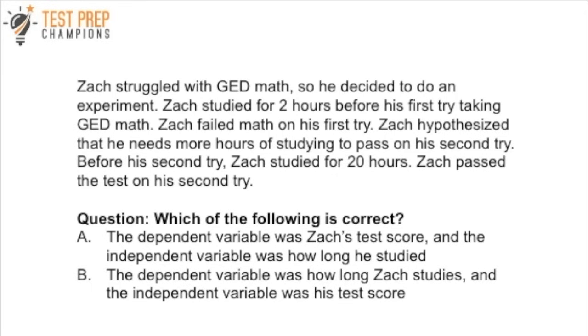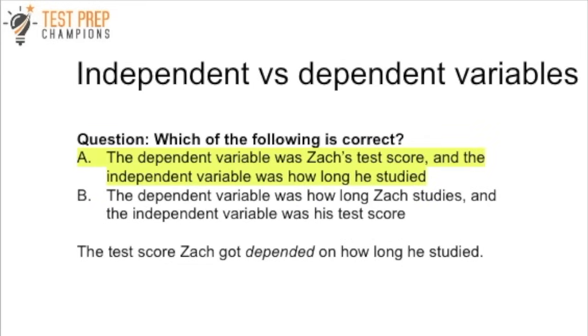So let's go over the answer here. The correct answer here is A. The dependent variable was Zach's test score, and the independent variable was how long he studied. Another way to think about this is, what are we changing? What is the cause and what's the effect, right? So the effect would be the test score. Because he studied longer, he got a higher test score. The dependent variable was that test score. The test score depended on how long he studied. He studied less, he got a worse score. He studied more, he got a higher score. Again, the test score Zach got depended on how long he studied.